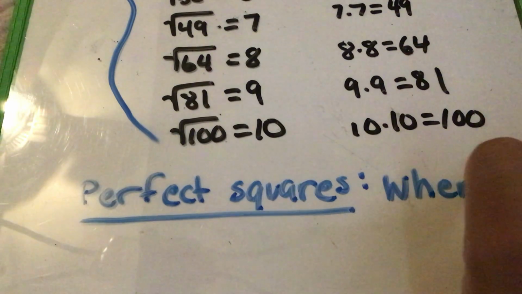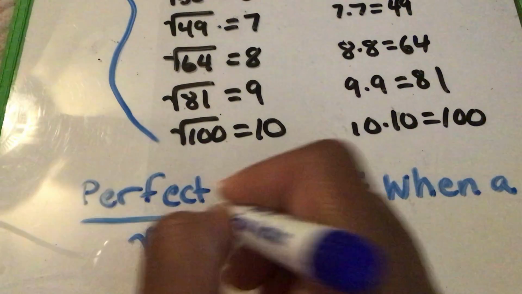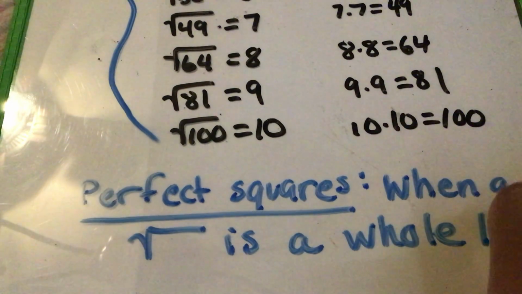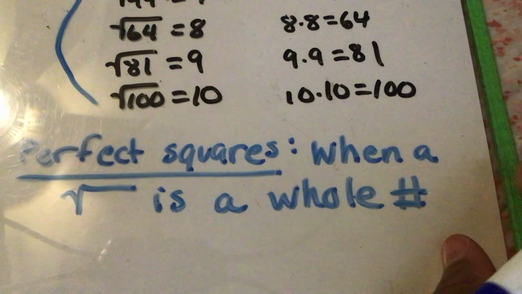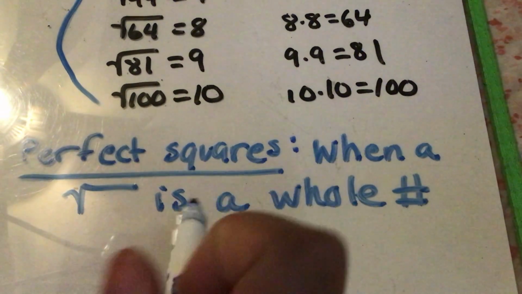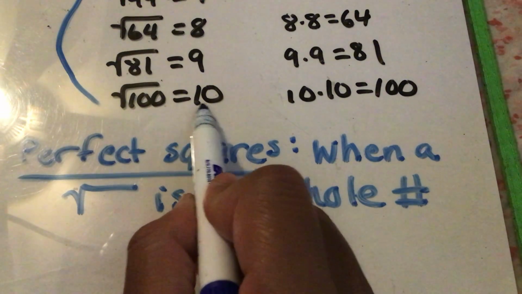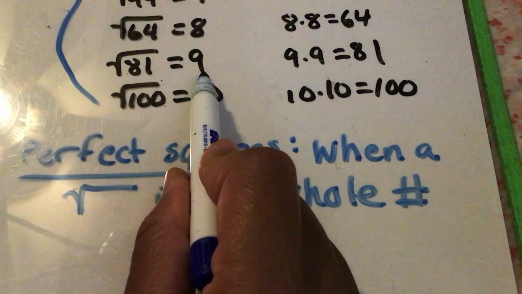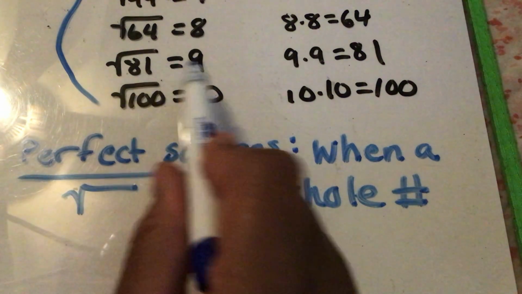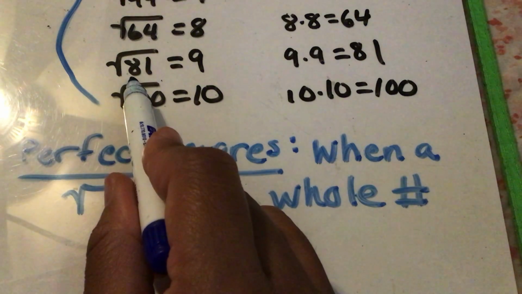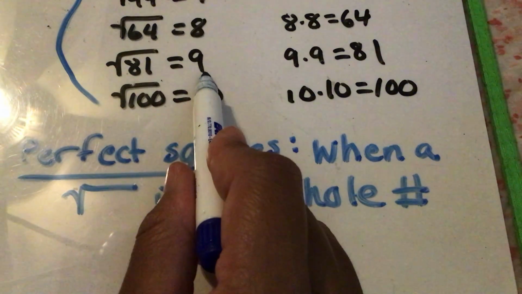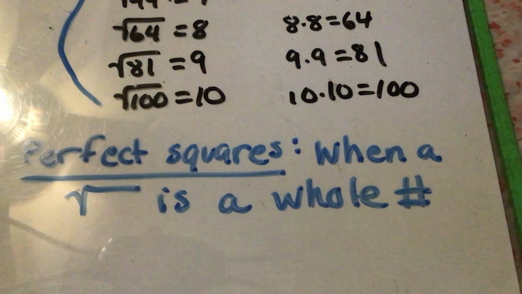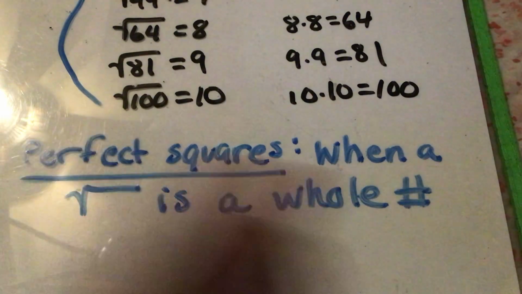Perfect squares are when a square root is a whole number. Meaning it comes out perfectly to be a 10. It's not like a 10.18 something. This is perfectly a 9. 9 times 9 is 81. Now, anything in between these, like the square root of 82, is not a perfect square. So I'm just going to put that in a star down here.